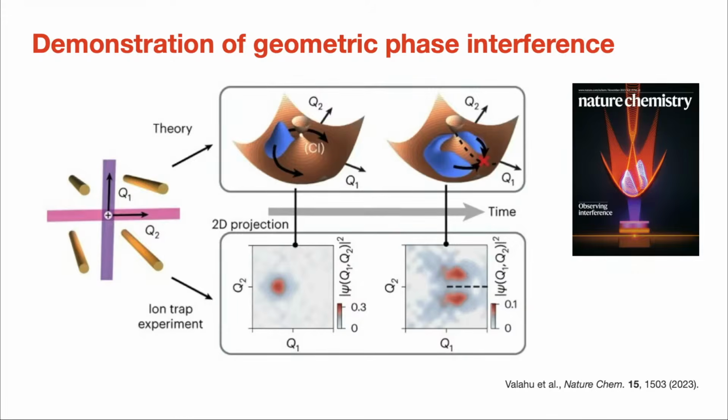And this was done by my colleagues in their ion trap. This here is the measured wave function of the ion, the initial state, and the final state at this point in time, where you can clearly see the interference.